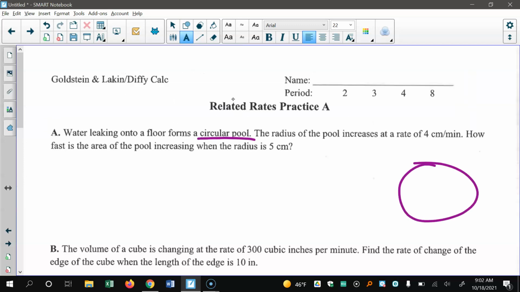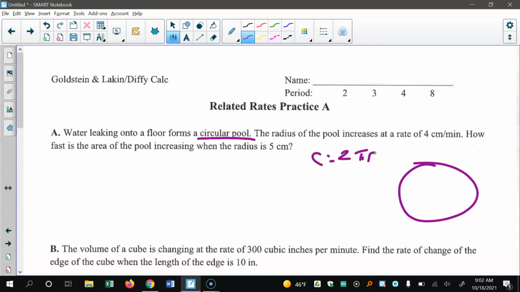Okay, now it says that water is leaking on the floor, forms a circular pool, the radius of the pool increases at a rate of 4 centimeters per minute. How fast is the area of the pool increasing when the radius is 5 centimeters? All we know is that we have a circle. But what else do we know about a circle? Well, we know circumference, I hope. Circumference is 2 pi r. We also know area. Area is pi r squared.